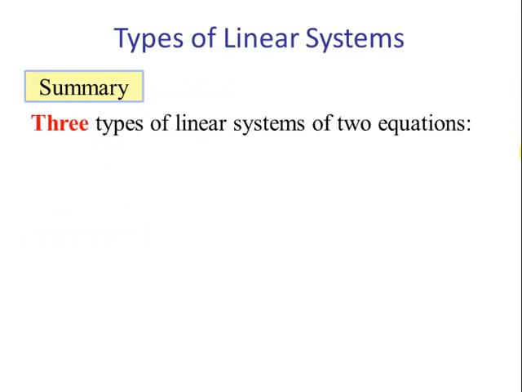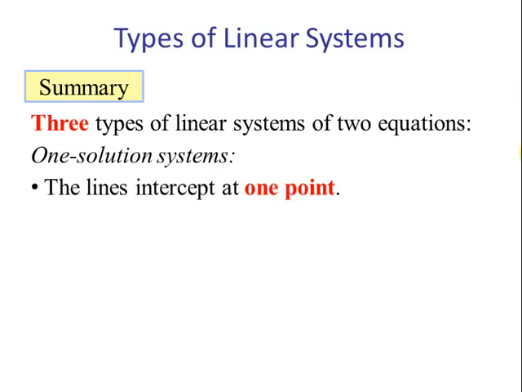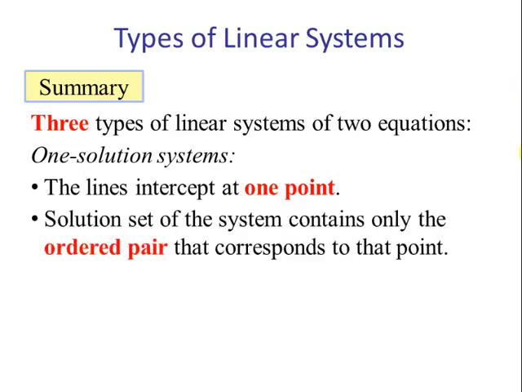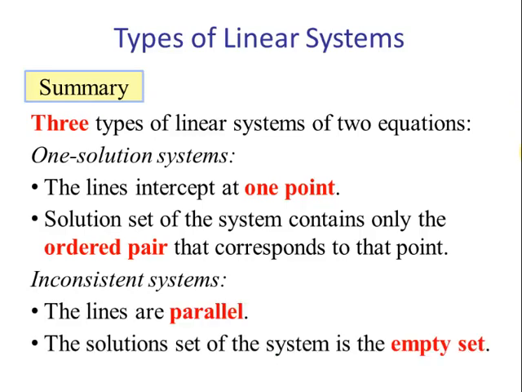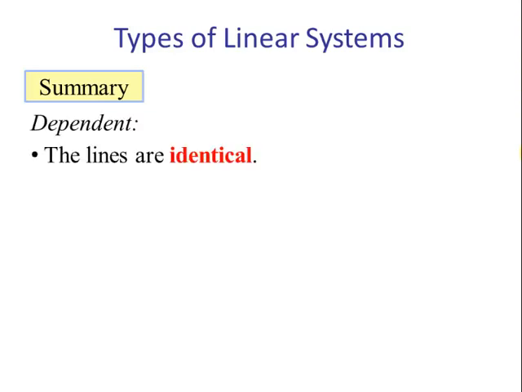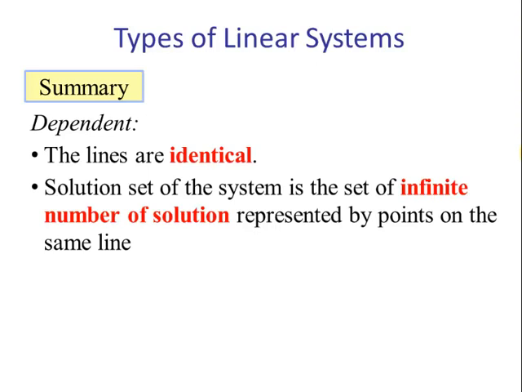So let's summarize. Three types of linear systems of two equations. One solution systems. The lines intersect at one point. The solution set of the system contains only the ordered pair that corresponds to that point. Inconsistent systems. The lines are parallel. The solution set of the system is the empty set. There is no solution. Dependent. The lines are identical. The solution set of the system is the set of infinite number of solutions represented by points on the same line.